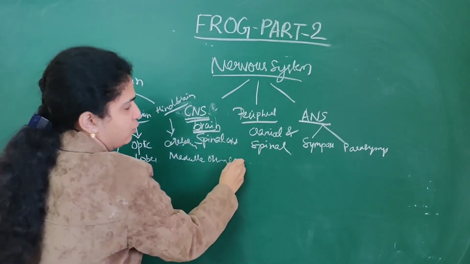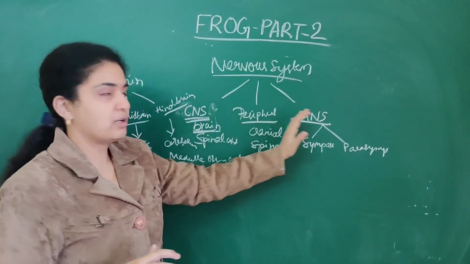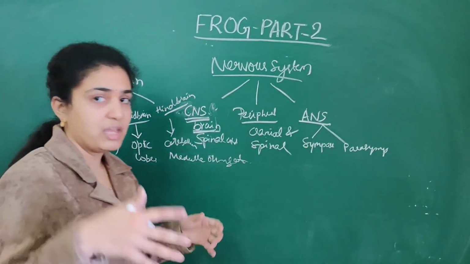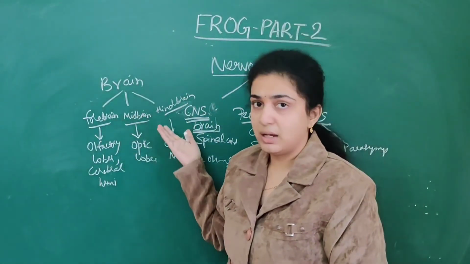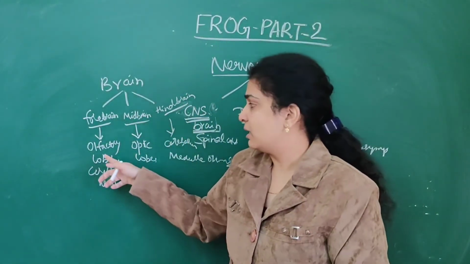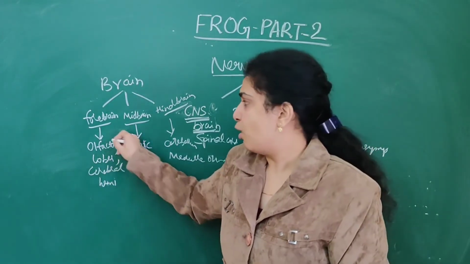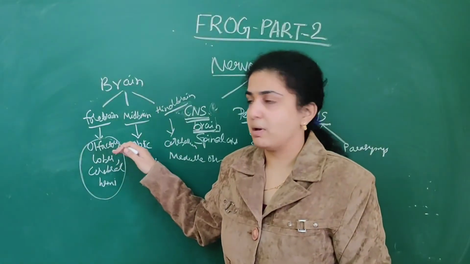Same like our humans only. Everything is same. See, central nervous system, peripheral, autonomic nervous system. That is about this. Brain also we have already discussed in the nervous system. That is forebrain, midbrain, hindbrain, 3 different parts of the brain. Remember only 2 points. Olfactory lobes as well as cerebral hemispheres are present in this forebrain.